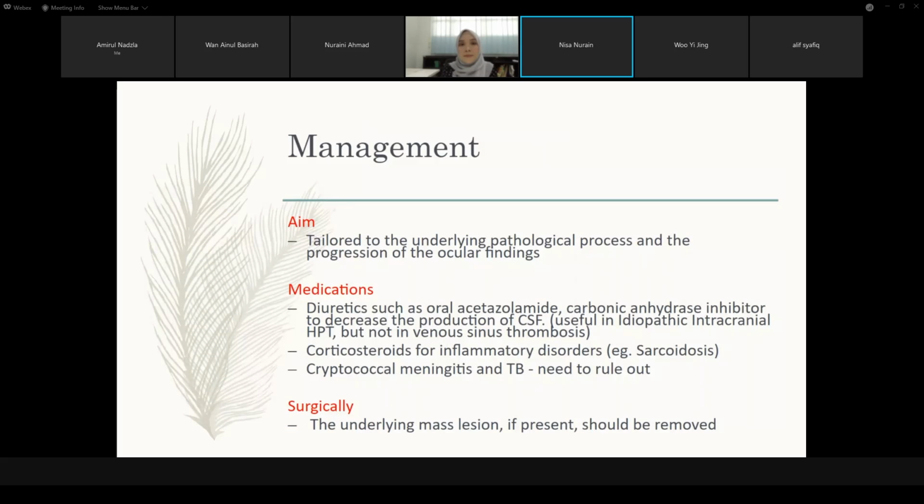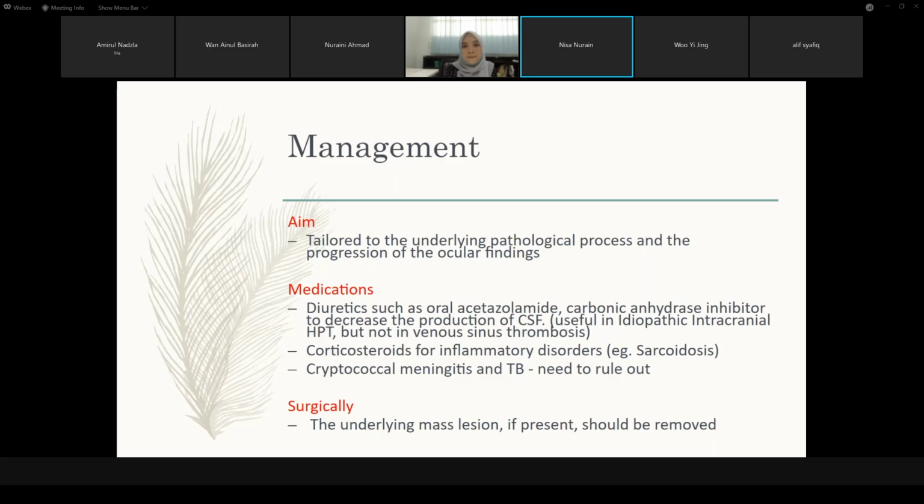For management, the aim is to tailor to the underlying pathological process and the progression of the ocular finding. Untuk betulkan the underlying pathological process lah, because as we know, the swelling is secondary to the intracranial pressure. So kita kena betulkan dulu the intracranial pressure tu untuk rawat papilloedema. So for the medication, diuretics such as oral acetazolamide, carbonic anhydrase inhibitor to decrease the production of cerebrospinal fluid. And it is useful in idiopathic intracranial hypertension but not in venous sinus thrombosis.